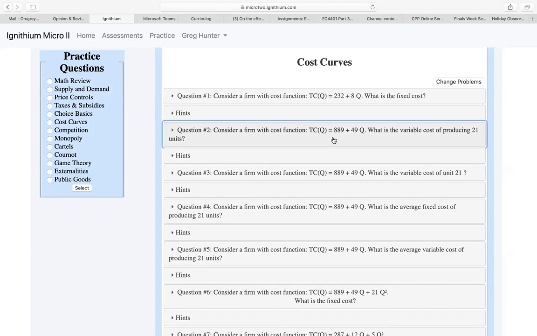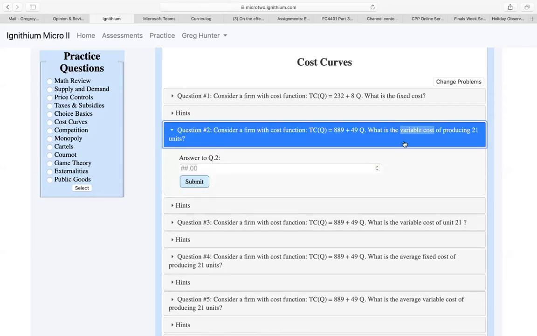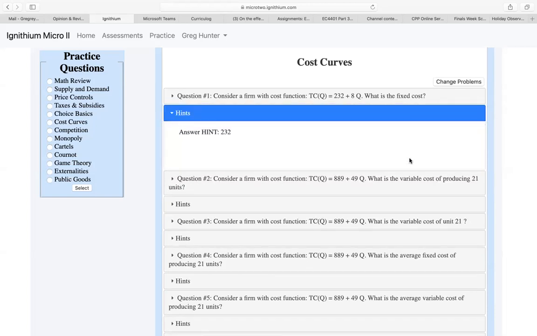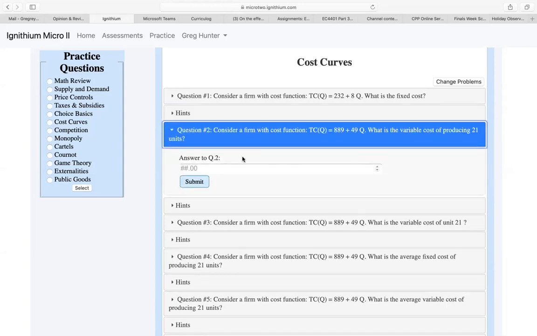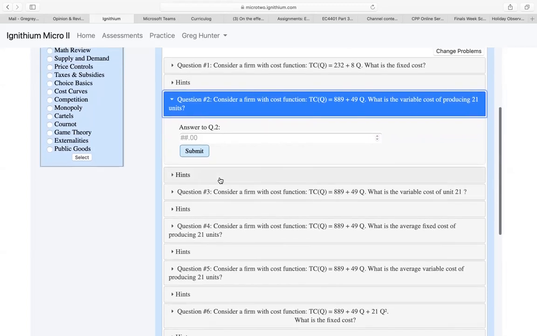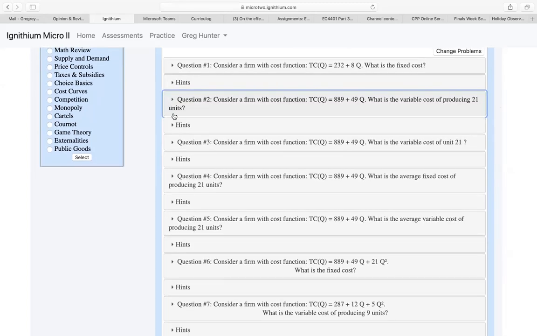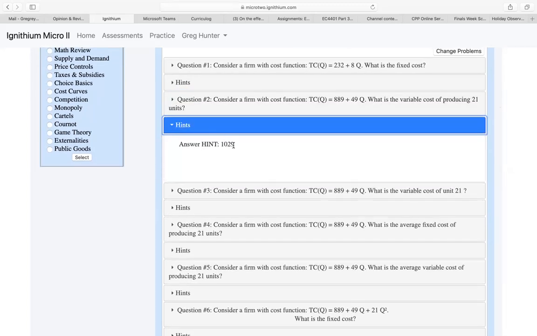Because this is just about variable cost. Does everybody see what I'm talking about? Does that make sense to you, Brian and Scott? When you explained it in the lesson, you said the y-intercept was fixed, so you only focus on the 49Q, so 49 times 21 for the variable cost. Yeah, so 49 times 21. Okay, Hung?